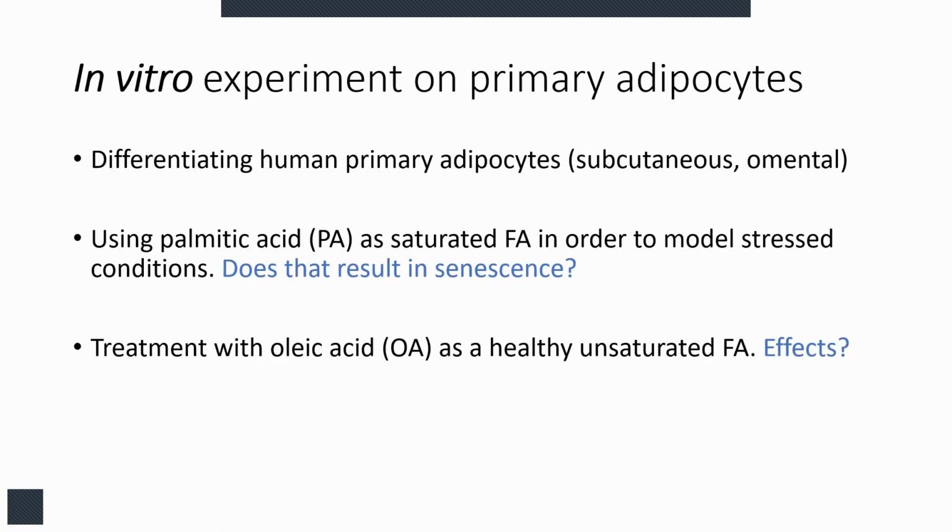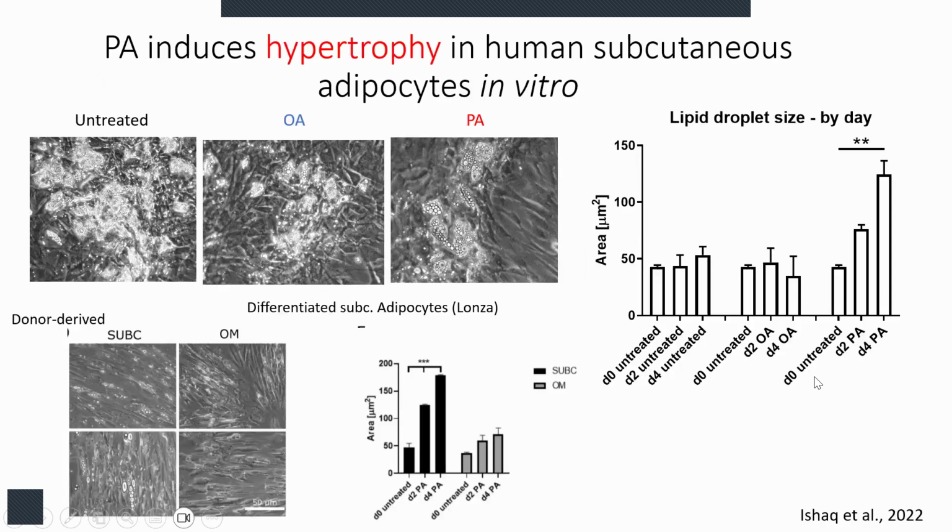So in the second set of experiments, I already mentioned that before, we used primary human adipocytes. We differentiated them, both subcutaneous and omental, and we used palmitic acid, which is a saturated fatty acid, in order to model stress conditions. And our question was, does that result in senescence? And then we treated these differentiated adipocytes, stressed with palmitic acid, with oleic acid, which is a healthy unsaturated fatty acid, mainly known from the Mediterranean diet. And we also looked for effects there.